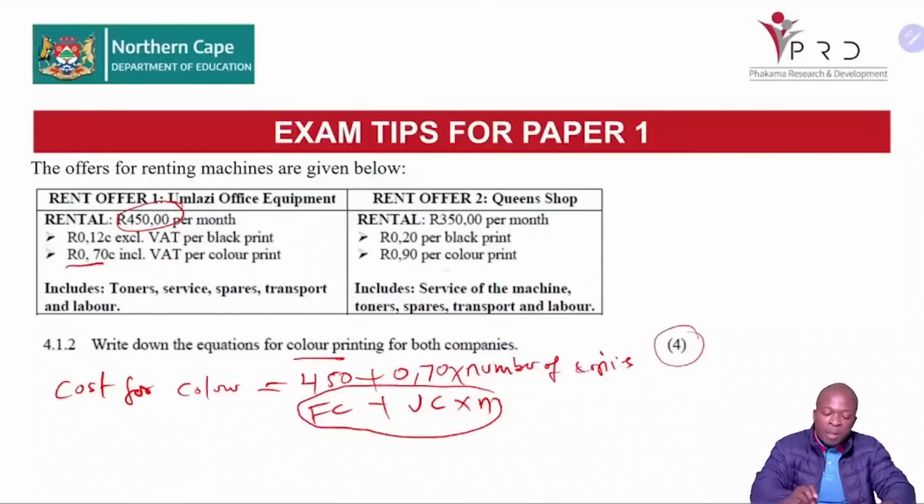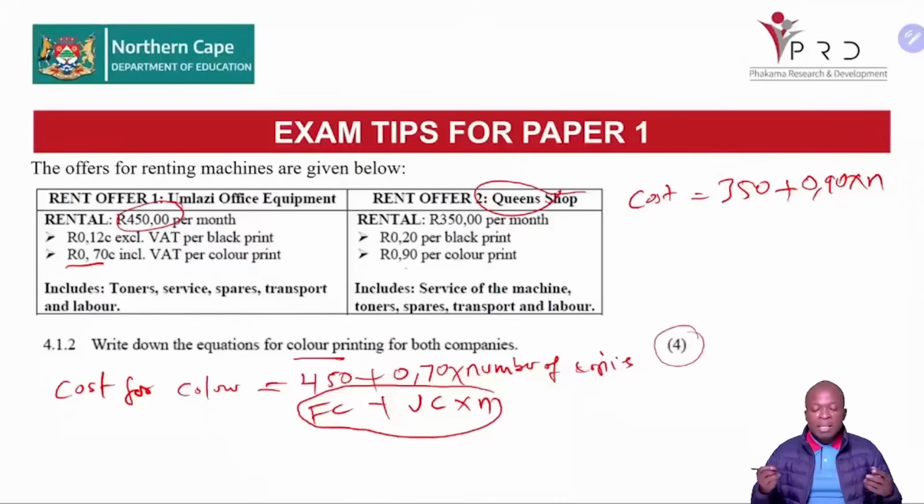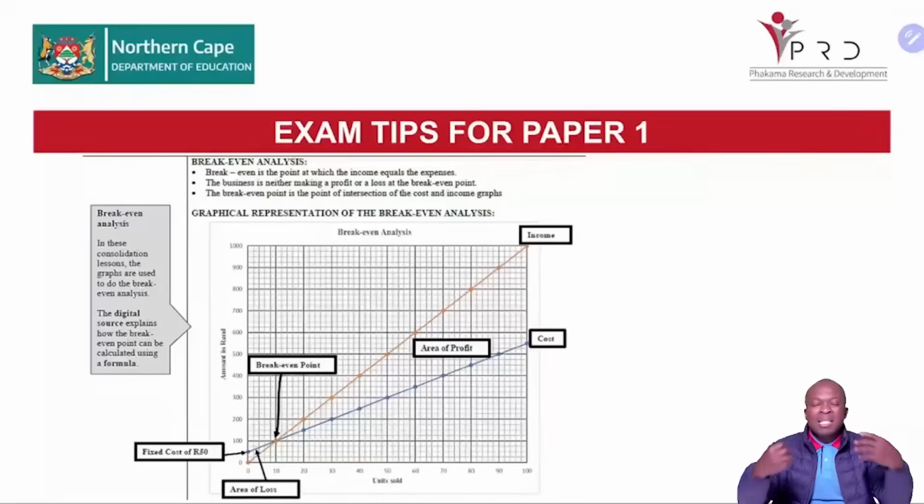So help me then. Let's write for the Queen's Shop. So the Queen's Shop, how much do we pay? The cost for Queen's Shop is going to be 350, the fixed cost, plus variable cost. What's our variable cost for color? 0.90 times n. This is the formula which the examiner is asking you to write. Remember, the examiner has the chance of asking you any questions as long as it is part of your syllabus.